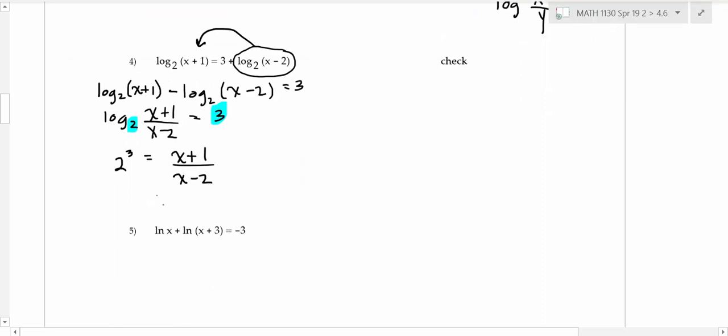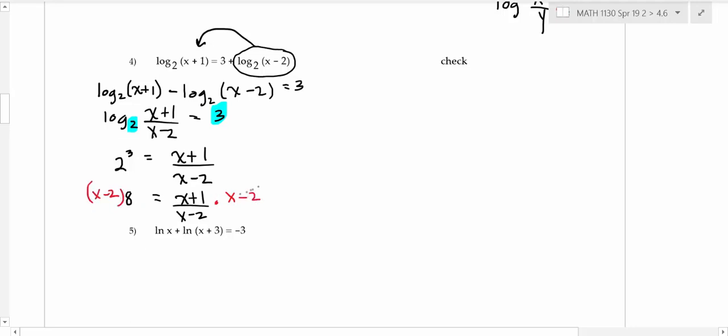Okay, so 2 to the third is 8. Then I have x plus 1 over x minus 2. All right, this is an equation with fractions, so what do you need to do? What do you always do when you have an equation with fractions? What's the general thing you do? You get rid of the fraction, right? Yeah, exactly. So a good way to do this would just be to multiply both sides by x minus 2.